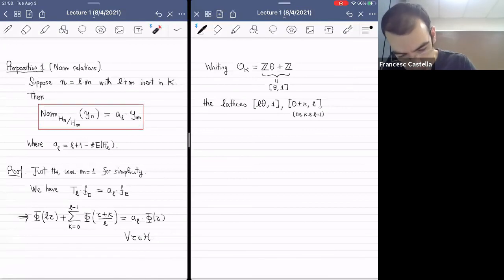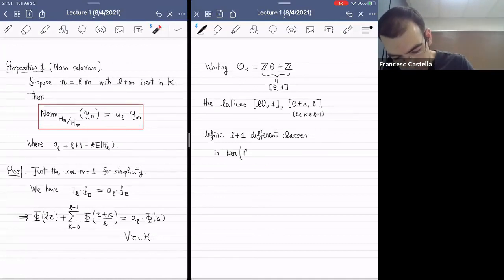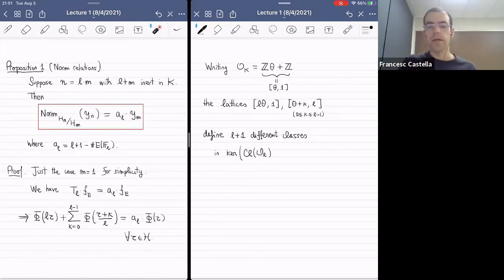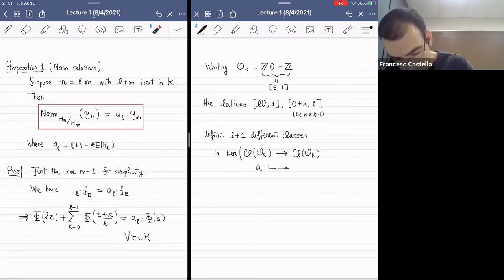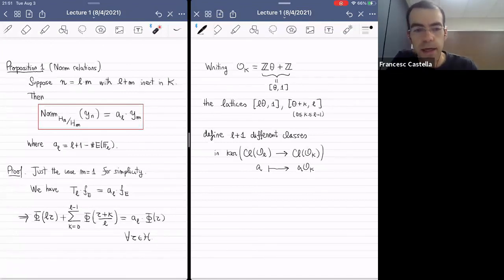Okay, so this defines L plus 1 different classes in this kernel. Certainly they define classes over the class group of the order, but in fact they land in the kernel of this map to the usual class group, sending A to the extension to OK. This fact that we get L plus 1 different classes all in this kernel uses the fact that L is inert in K, and also this simplifying hypothesis that we are ruling out these two discriminants corresponding to Q adjoin i and Q adjoin square root of minus 3. Otherwise this statement needs to be slightly modified.